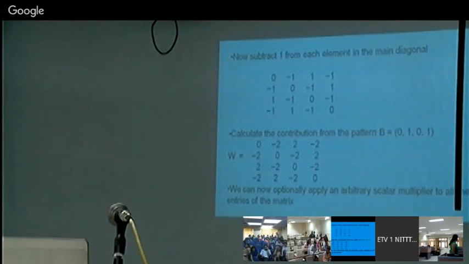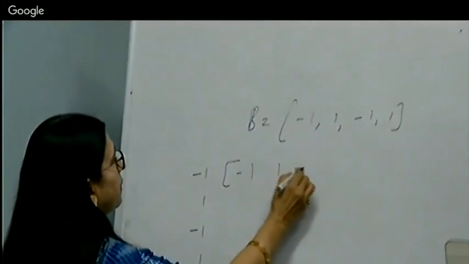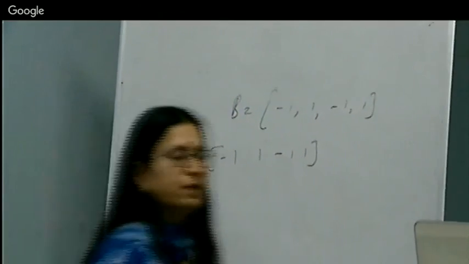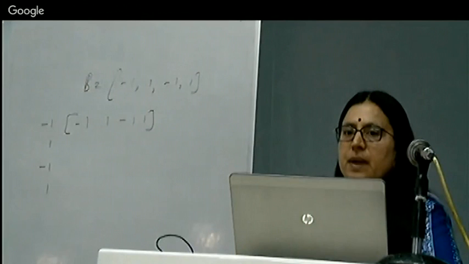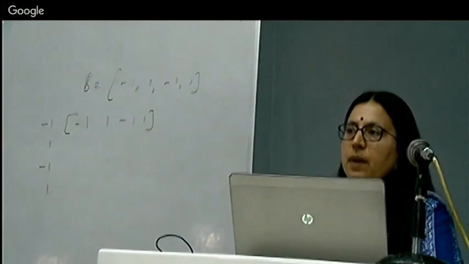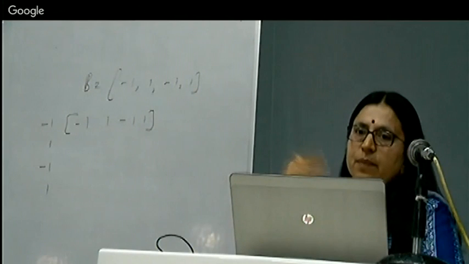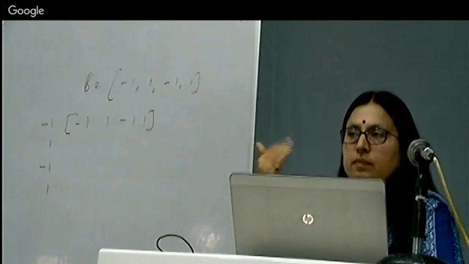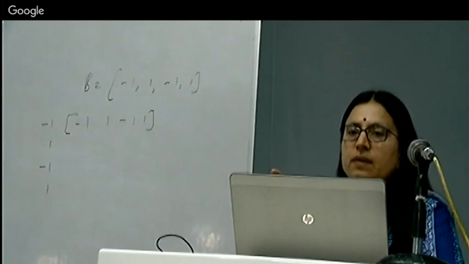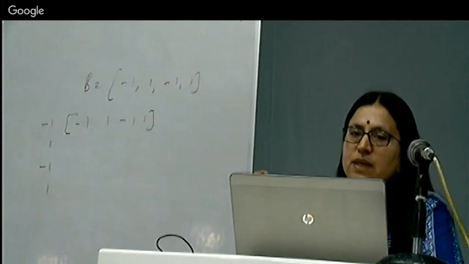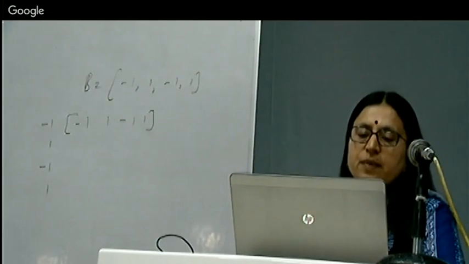And then we have to take the transpose of this. So that will be this, and we have to multiply it with this. So when we do the multiplication and then subtract 1 from all the elements along the diagonal, we'll get the same weight matrix which we got for pattern A. But then this is the contribution of pattern B to the weight matrix. So then we have to add the contribution of both the vectors to find out the weight matrix. So when we add both these weight matrices, then we get this weight matrix W, which is given here.